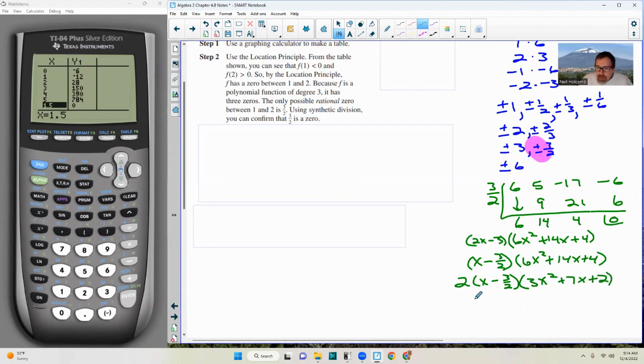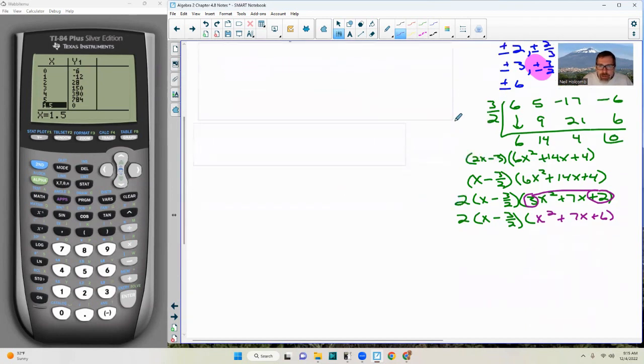Okay. Factoring that, I get 2 times x minus 3 halves. And I want factors so this will work. Here is how I do it. I take a times c and rewrite it as x squared plus 7x. I get rid of this 3 and move it back here and multiply and get 6. I just think this is a lot easier to find the roots.